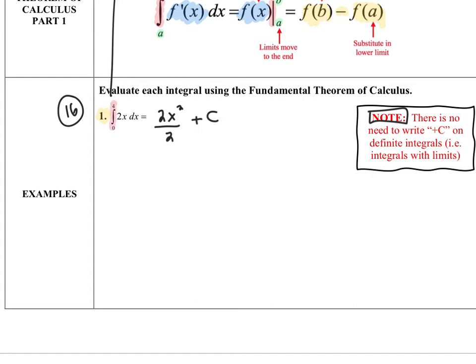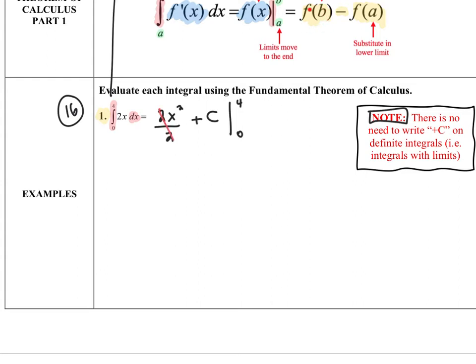Notice my notation has changed, so I don't have the integral sign anymore. I don't have the dx anymore. That is replaced with a vertical bar with a 0 to 4 at either end. So far I'm sitting at this step right here. I found my antiderivative and I've put my limits at the end. My 2's here are just going to wipe each other out.